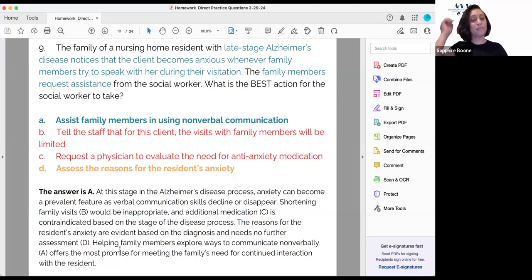Okay. So that's why A is the answer. It allows the family to continue to interact with the client and hopefully lessen the resident's anxiety so that communication is possible. So instead of them trying to ask the person all these questions, maybe I'm going to sing to you, or I'm going to give you a hug or smile, just do things for you versus trying to keep talking to you and you not being able to respond.